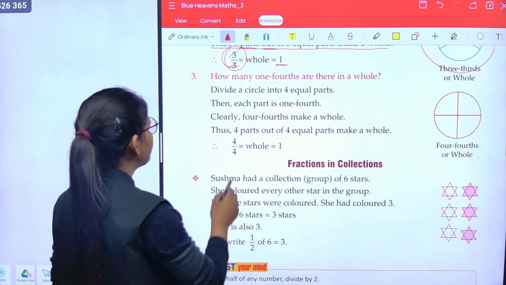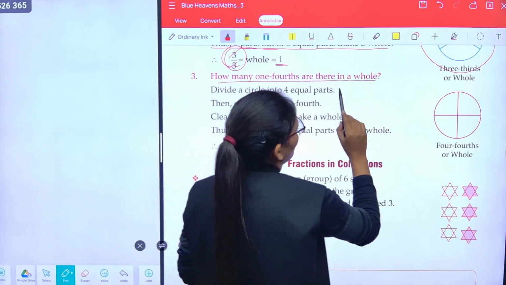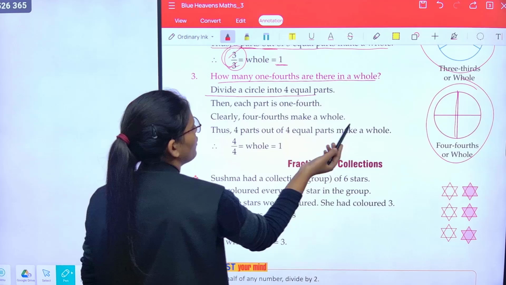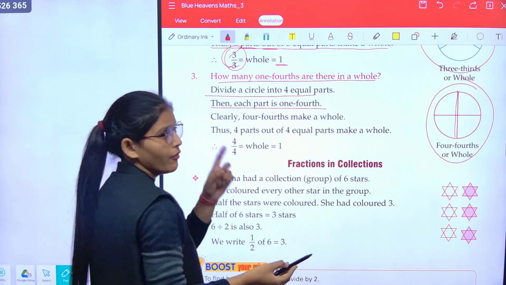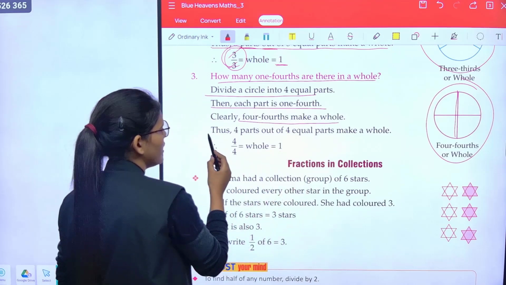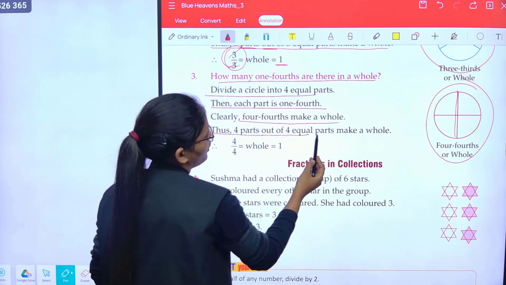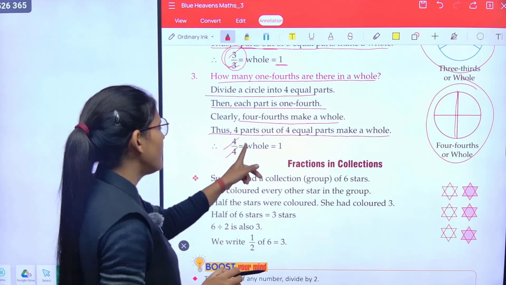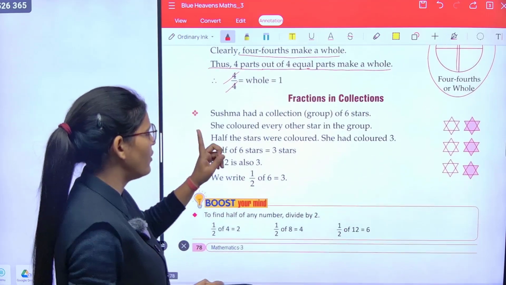How many 1/4s are there in a whole? Like this, divide a circle into 4 equal parts. Then each part is 1/4. Clearly 4/4s make a whole. Thus 4 parts out of 4 equal parts make a whole. 4/4 is equal to 1 whole.